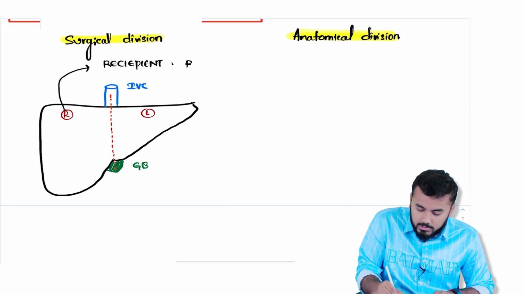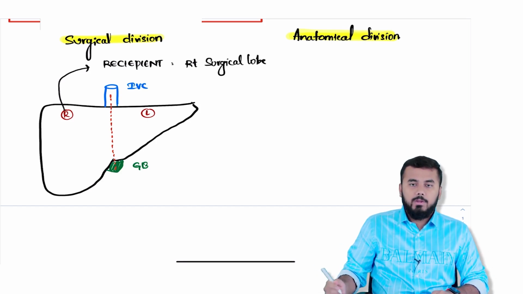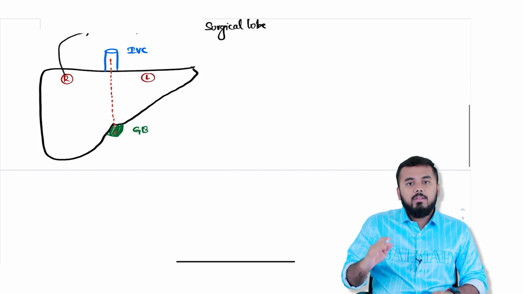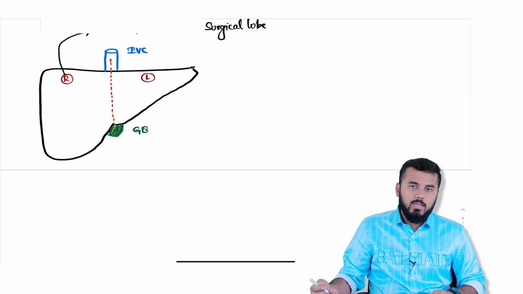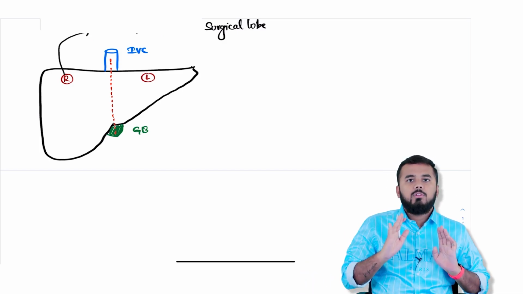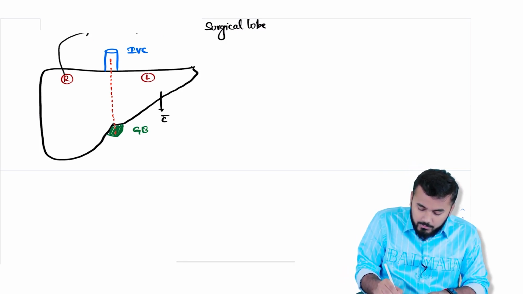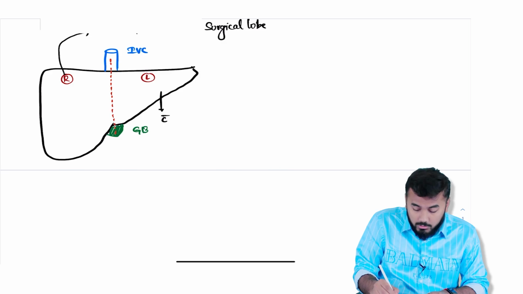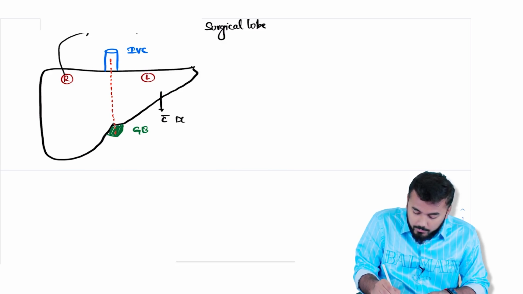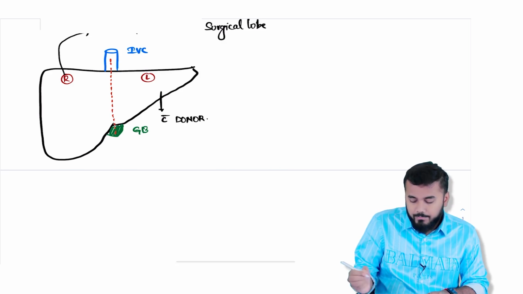So this is your right surgical lobe. So you basically give the right surgical lobe to the recipient. And where is the left one? The left one is left with you. You are not giving it. It is with you itself, I mean with the donor. You are the donor, right?